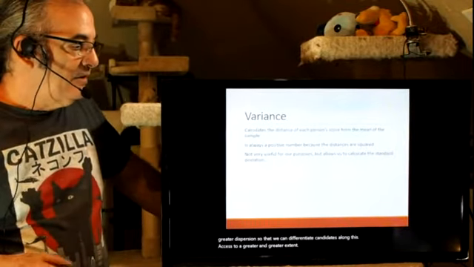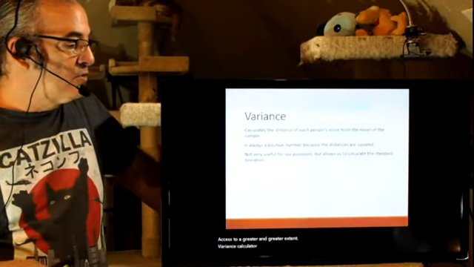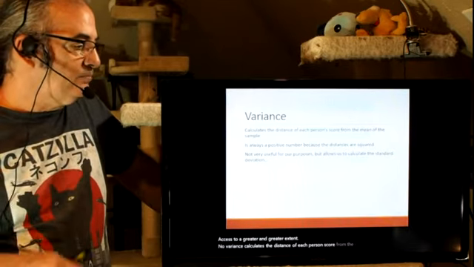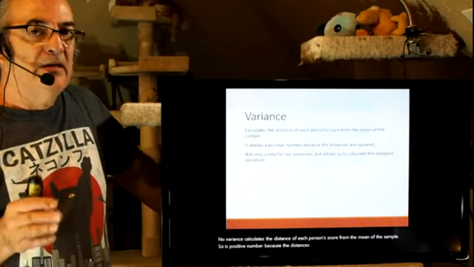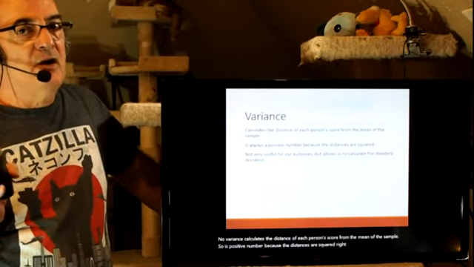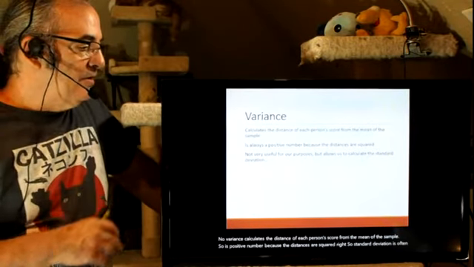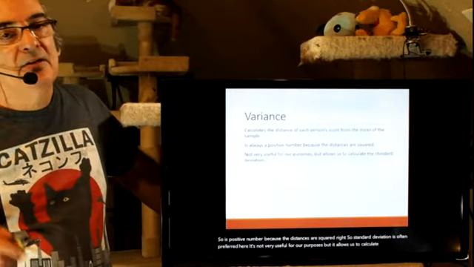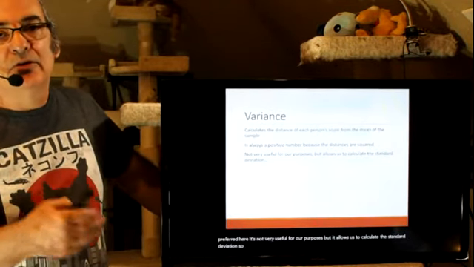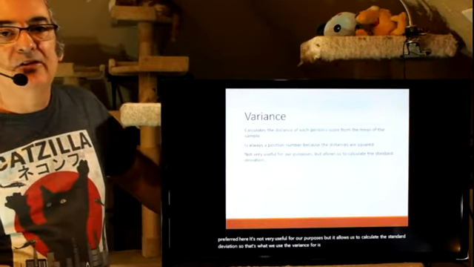Now, variance calculates the distance of each person's score from the mean of the sample. It's always a positive number because the distances are squared. Standard deviation is often preferred here. Variance is not very useful for our purposes, but it allows us to calculate the standard deviation. That's what we use the variance for: ultimately to move toward the standard deviation.